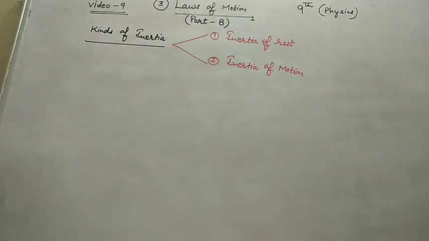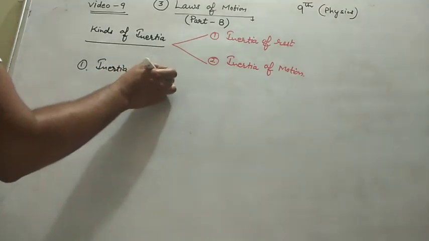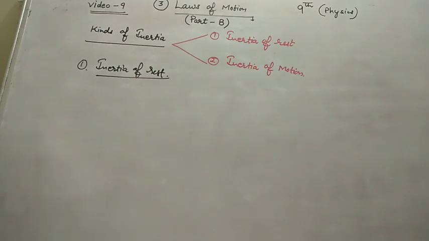First, inertia of rest. First example under inertia of rest. When a train starts suddenly, the passengers who are standing in the compartment tend to fall backward. Why? Because their lower part will immediately come to motion or will share the same speed of the train, but the upper part will tend to remain in the state of rest. So that's why they will feel a jerk in the backward direction.